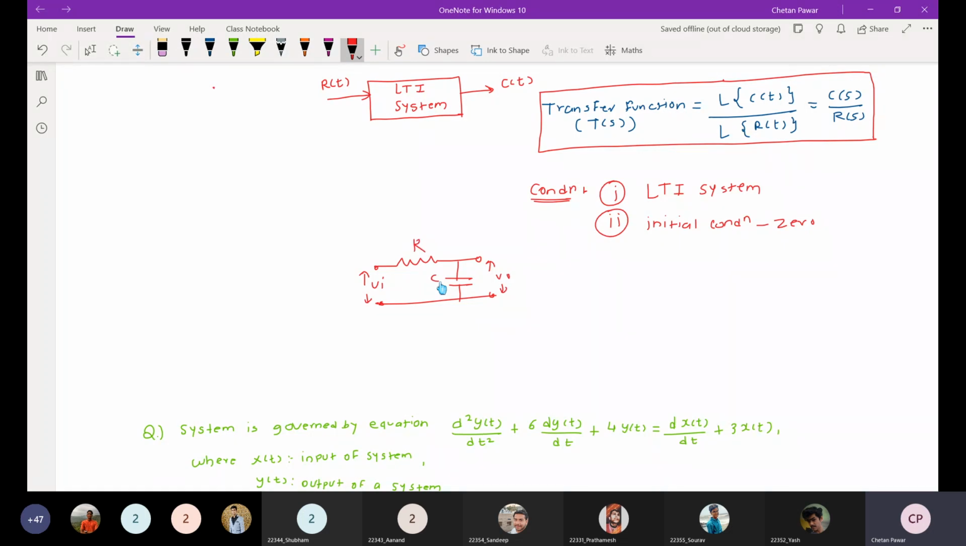Now, as you know, this capacitor is an energy storing element. So it stores the initial voltage, right? It holds some initial voltage. So if this capacitor is holding some initial voltage Vc of 0, and if I apply this step signal at the input side, do you think the output will follow linearly with the input? Output will not follow linearly with the input, right?